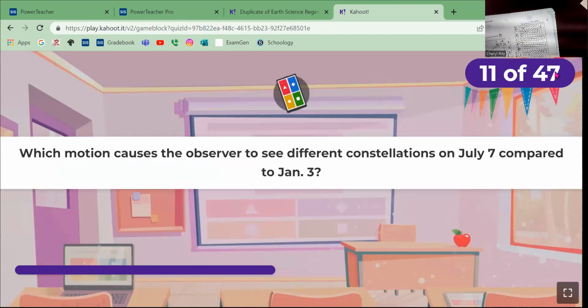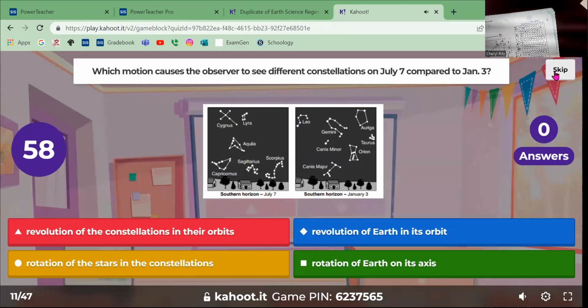Which motion causes the observer to see different constellations on July 7th compared to January 3rd? This is a classic Regents question. They love this stuff.